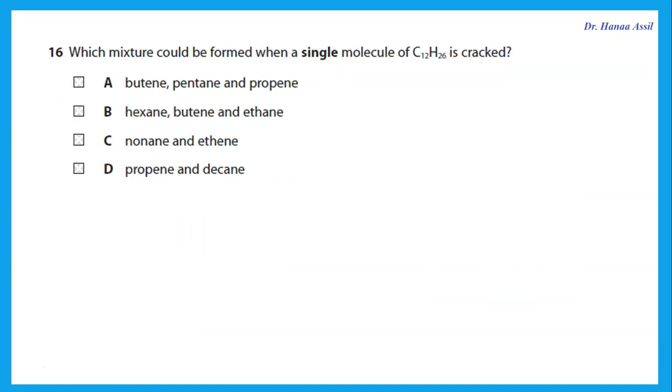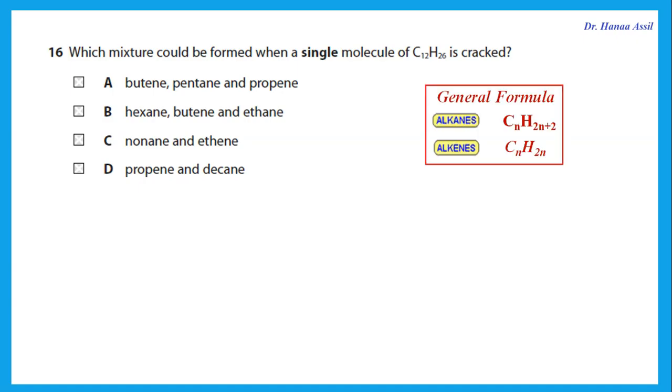Which mixture could be formed when a single molecule of C12H26 is cracked? Remember, what is cracking? Cracking is the breakdown of long chain hydrocarbons to shorter chains using 600 to 700 degrees Celsius and an aluminum oxide catalyst, and the long chain hydrocarbon will break up to form alkenes and alkanes. Remember that alkanes have the general formula CnH2n+2. Alkenes have the general formula CnH2n.